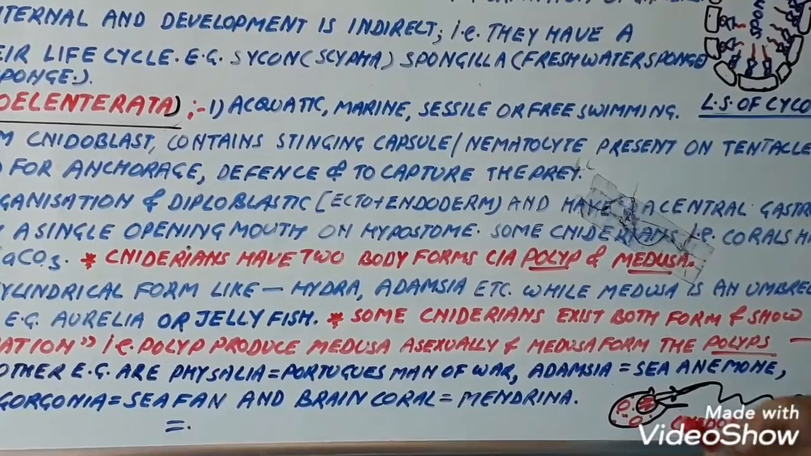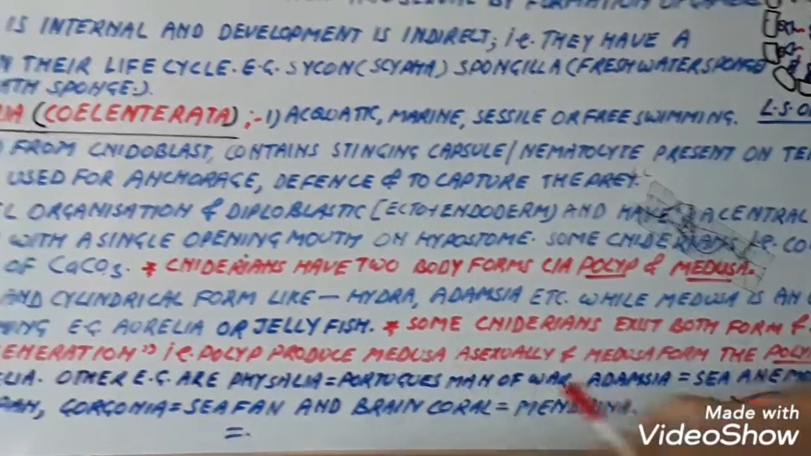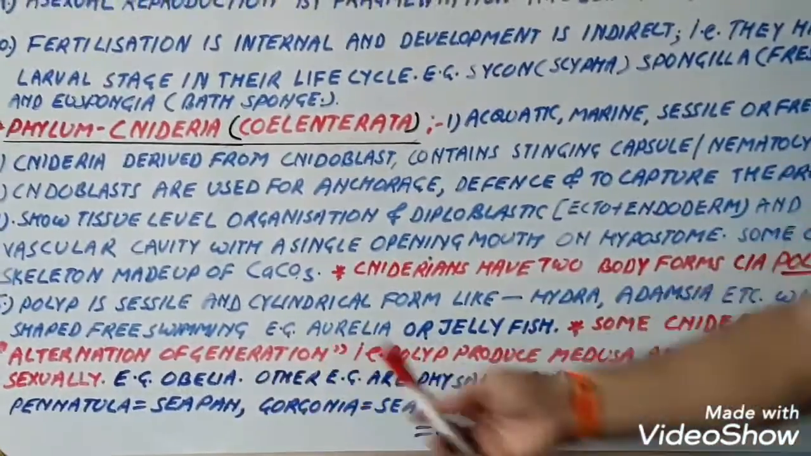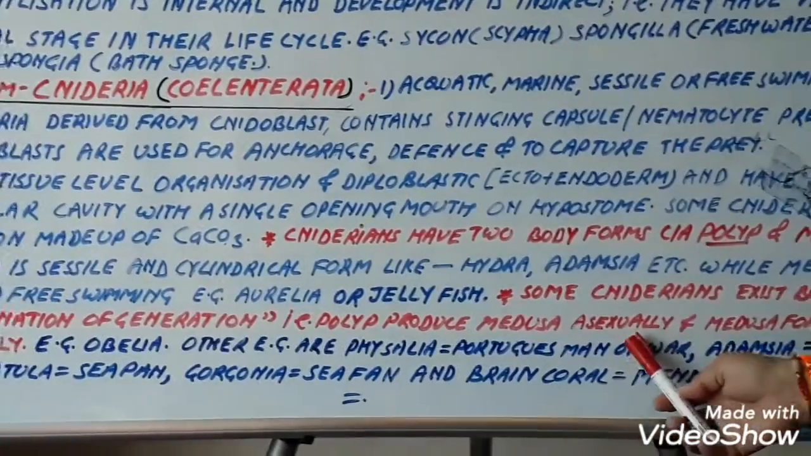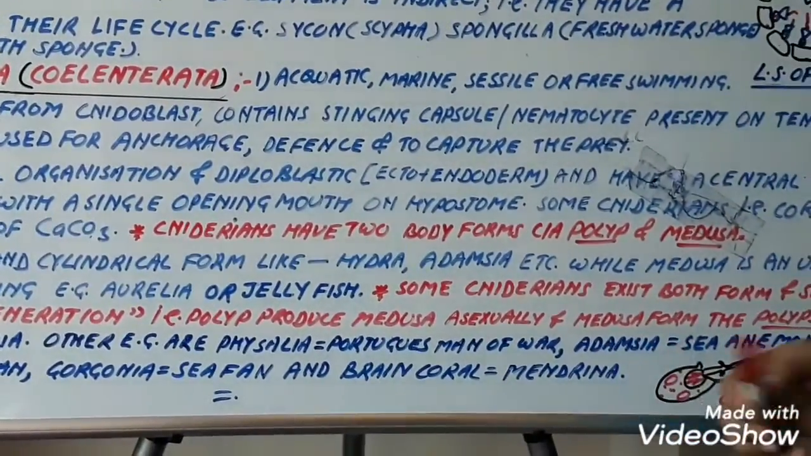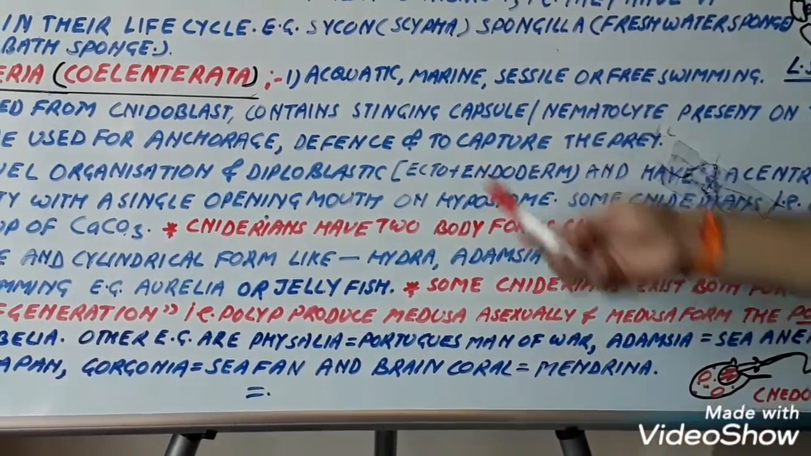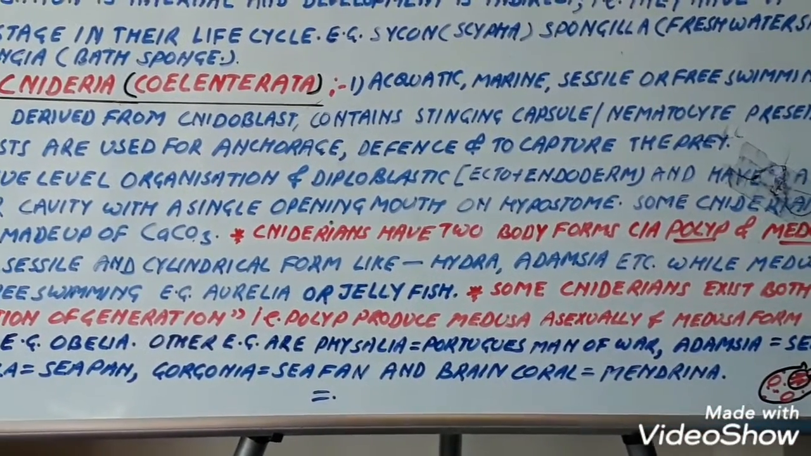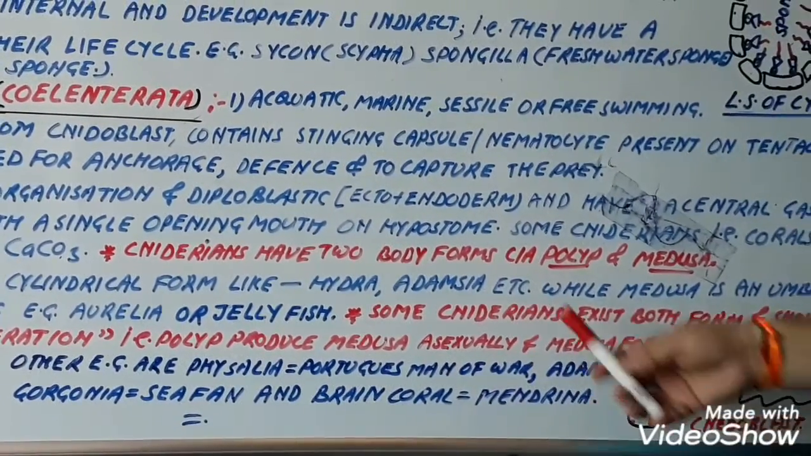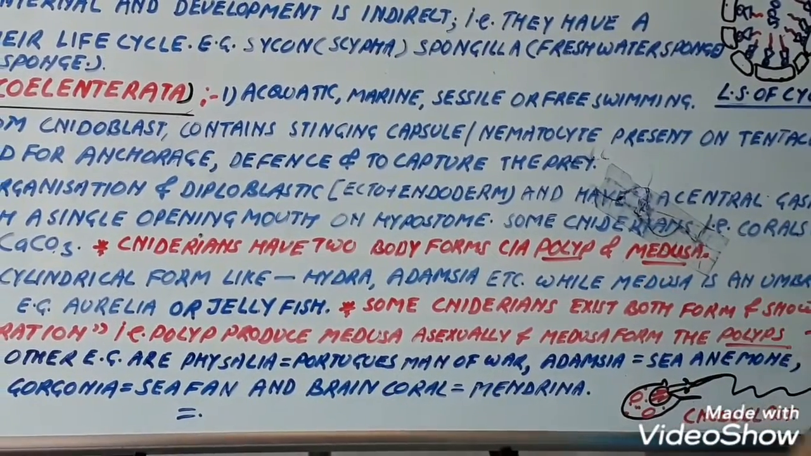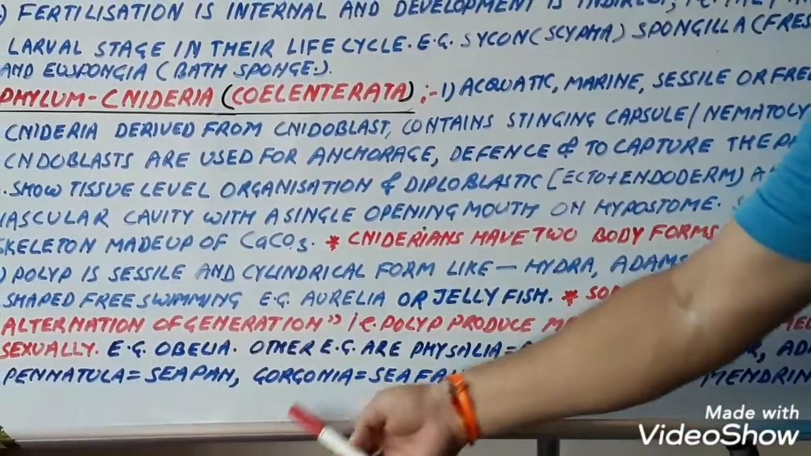Some coelenterates show both forms. They show the alternation of generation. That is, polyp produces medusa asexually and medusa forms the polyp sexually. This is a very important point of the characteristic features of the coelenterate. Let us see it again. Some coelenterates or some cnidarians exist in both forms, polyp and medusa, and this is known as alternation of generation.